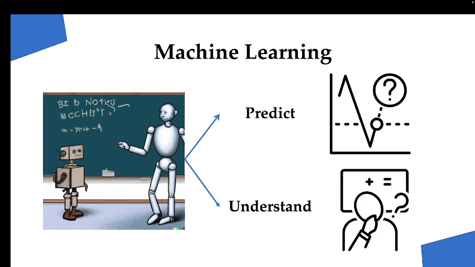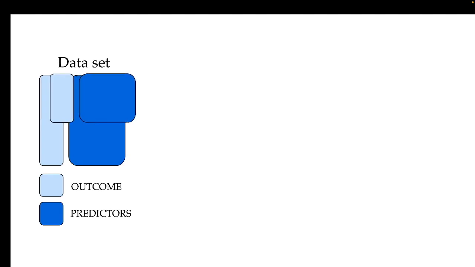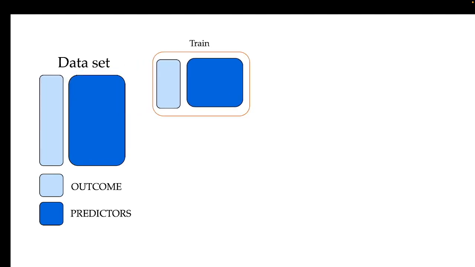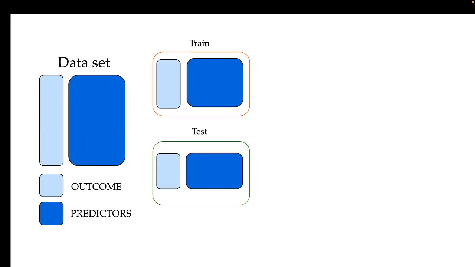But how is a typical supervised machine learning analysis conducted? Well, let's look at an example. Let's say we've got a data set with a certain outcome and a certain set of predictors. We can't just go ahead and use the entire dataset to train and test our machine learning model. No, we need to split it into a training set, which we use to train our machine learning model, and a test set, which we use to evaluate the performance of our machine learning model.